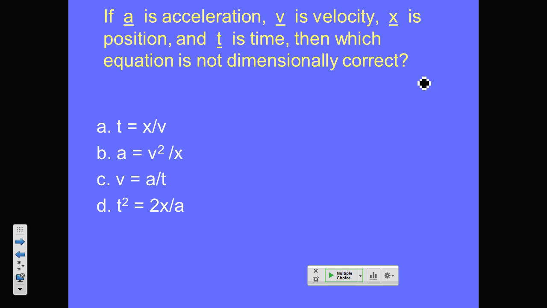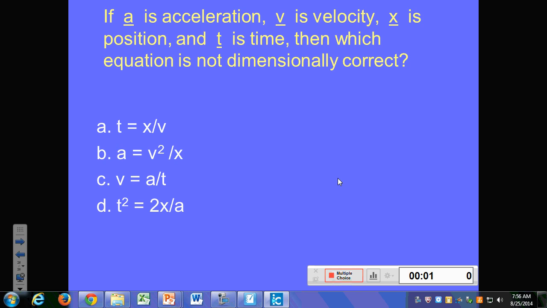Very good. Okay. Another dimensions question. I think this might be the last one. No, we have one more after this. A is meters per second squared, V is meters per second, X is meters, and T is seconds. Which of these is not correct? Which one is not dimensionally correct? You get good at this, you probably should be able to look at it itself.